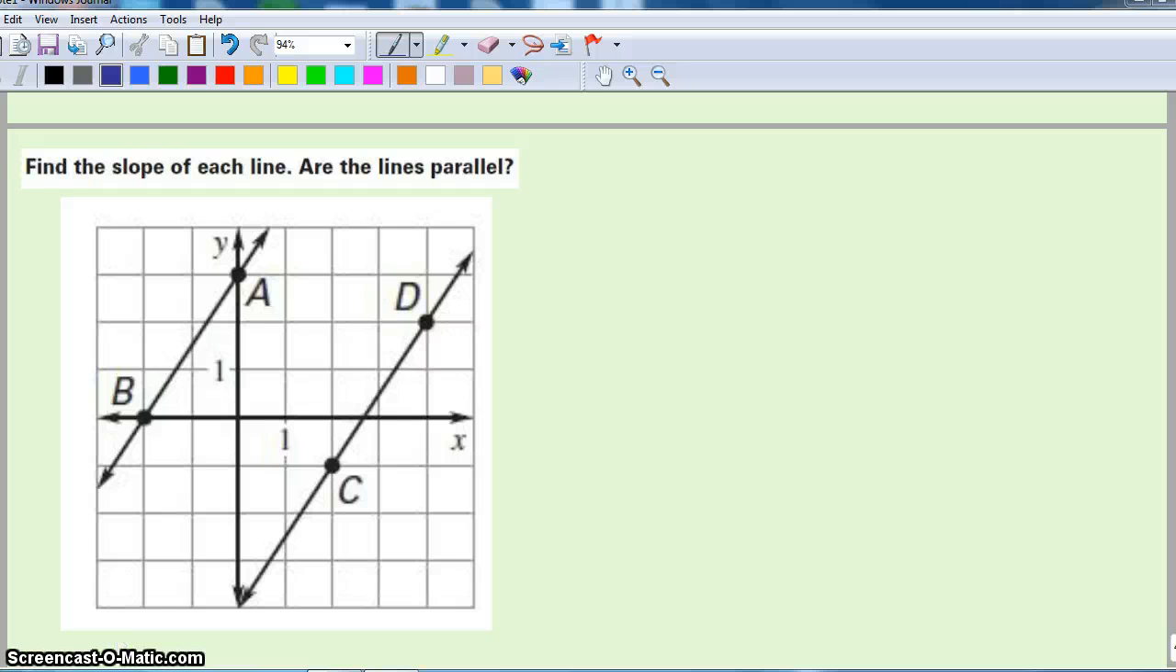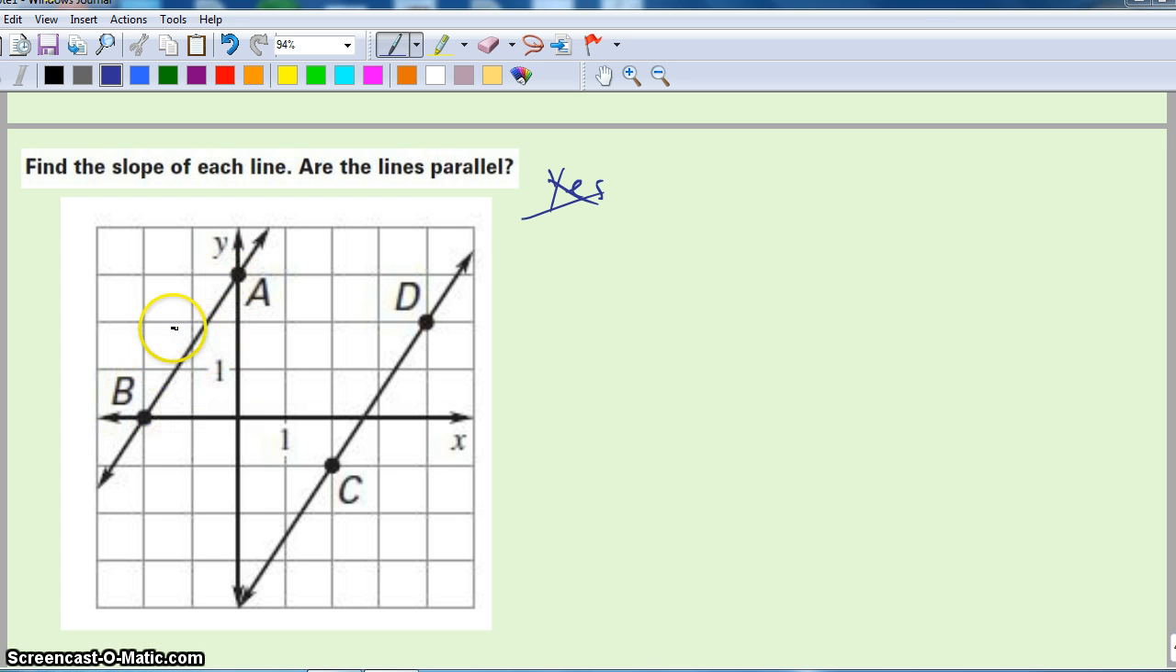Again here I would pause the video and write down the question. So the question says, find the slope of each line. Are the lines parallel? Now if you look at this and you just write down yes on your paper, yes they're parallel, I'm not even going to grade it. I'm just going to mark it wrong. Because I want to know the slope. Pictures can be deceiving. So look at the slope. I want to prove it mathematically.